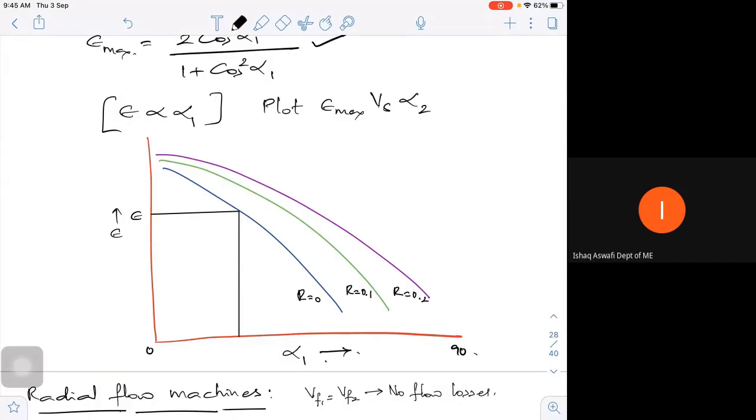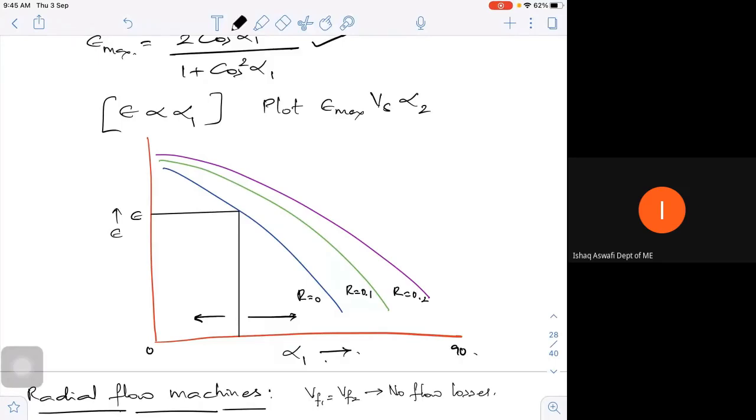What should be my flow angle? If I reduce my flow angle, what will happen? There will be an increase in my epsilon max. With an increase in my alpha, there is a reduction. That's why the optimum value of alpha is very important. So we won't put alpha as 60 degrees, 70 degrees. We try to keep alpha around maybe 5 degrees, 10 degrees, around 10 or 20 degrees.